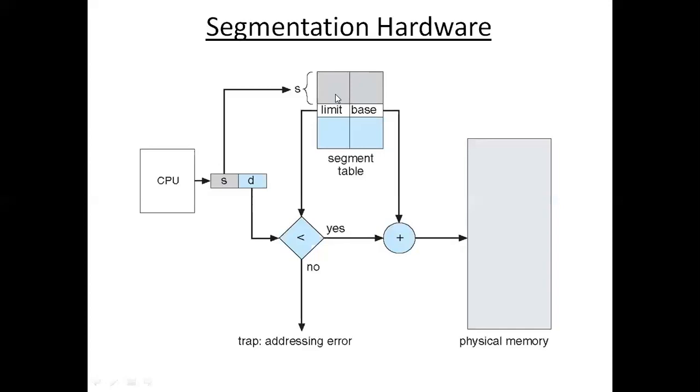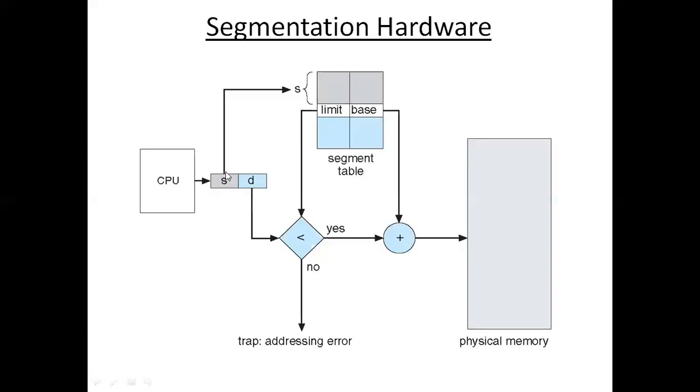Clear? So what does the segment table have? The segment table has the segment number, the size of each segment, and the starting address of that particular segment. Those 3 pieces of information are there in the segment table. And the logical address is a combination of segment number and displacement.